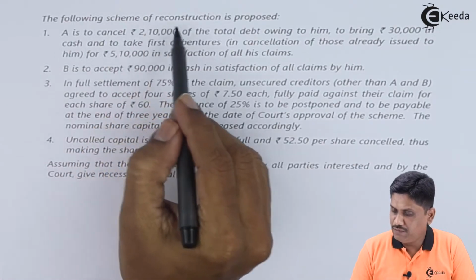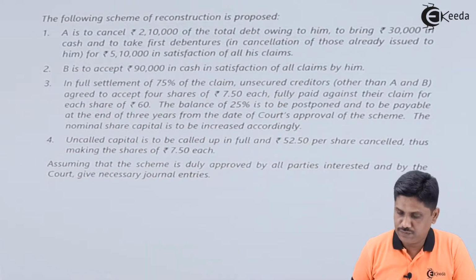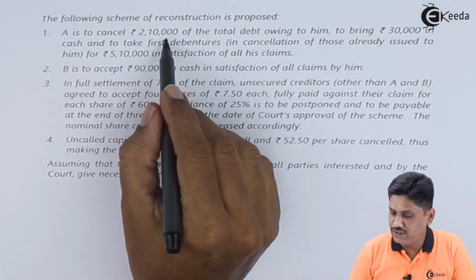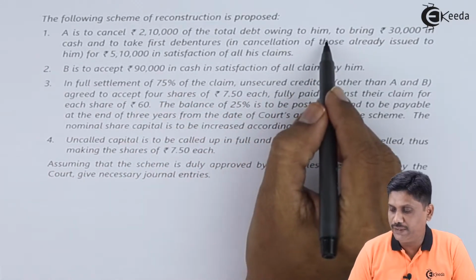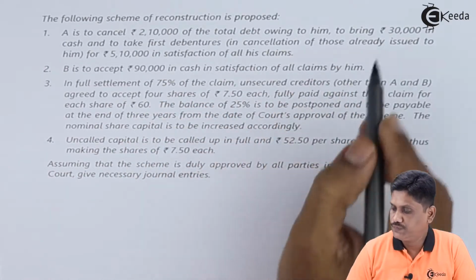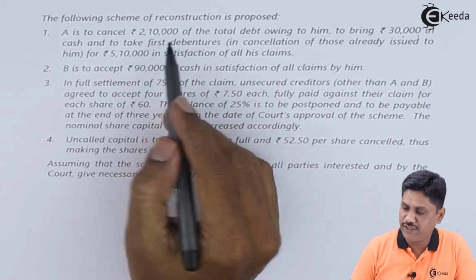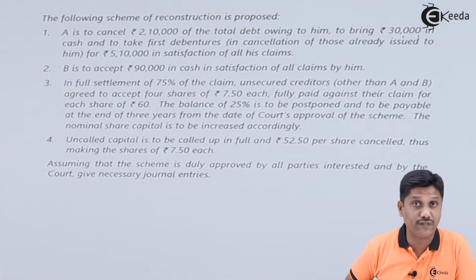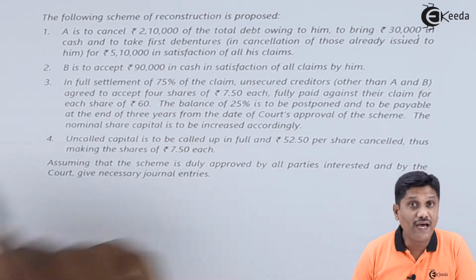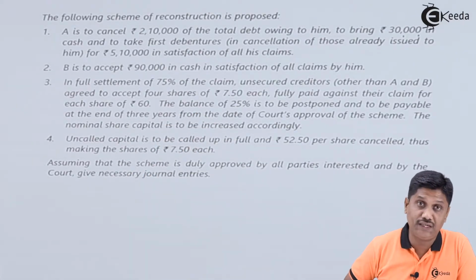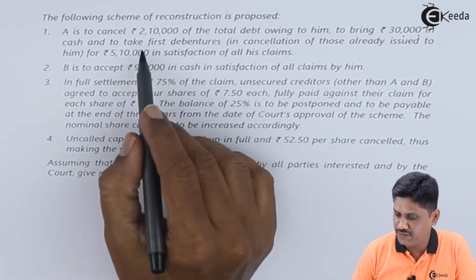The following scheme of reconstruction is proposed. A is to cancel 2,10,000 of his total debt owing to him and bring 30,000 in cash. So he is cancelling 2,10,000 and plus he is bringing 30,000 cash. Means I can say additional loan is taken from A. Let us see what happened further.